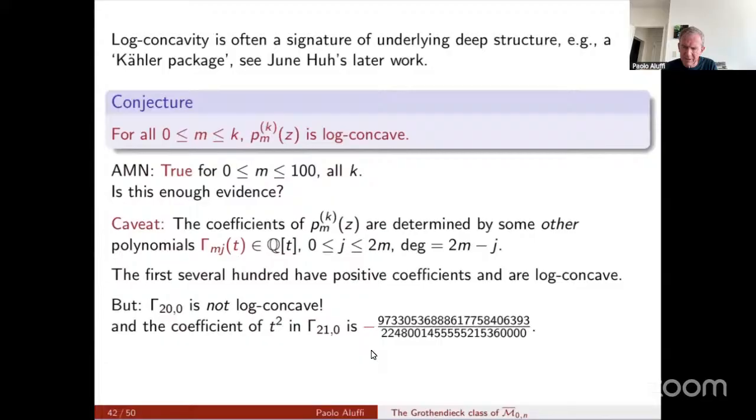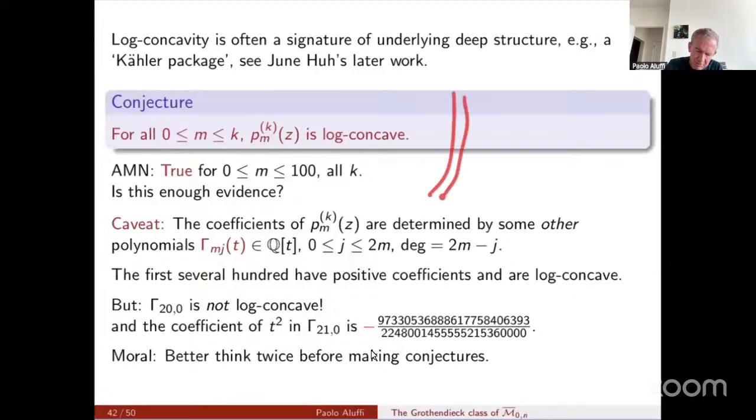So this taught me a lesson. You see tremendous evidence, you want to make a conjecture, but you should not make conjectures. I mean, to make a conjecture, you need something stronger. I think here we have something stronger because we have several families that are log concave. It's hard to imagine that that should be a coincidence. All right, so message to the audience: think twice before you make conjectures. Mathematics is very, very deep.